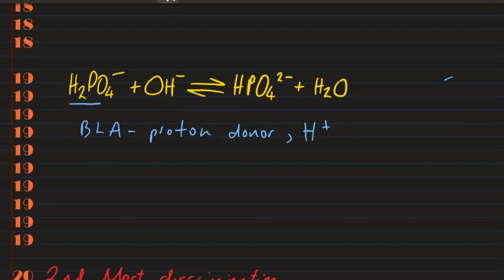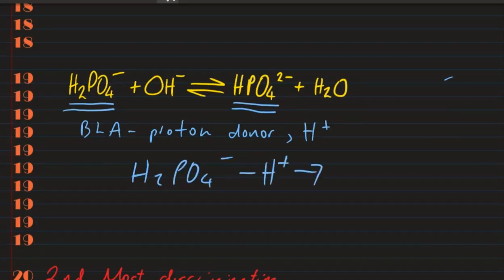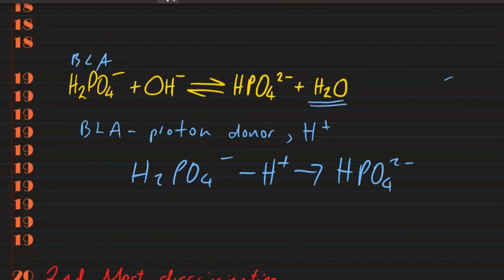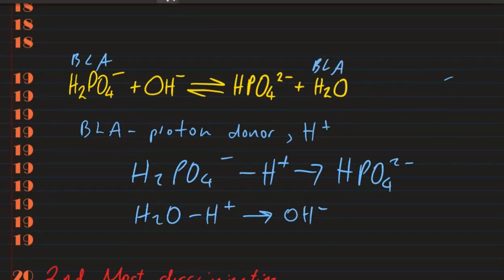All right then, so to my eye, this H2PO4- has lost an H+ to become that HPO4 2-. If I take off an H+ from that, I've now only got one hydrogen, and my charge is now 2-. Yep, so this is the Bronsted-Lowry acid here. And on the product side, what's lost an H+ is the water. The water has lost an H+, that goes to OH-. Yep. So the answer is 19D.